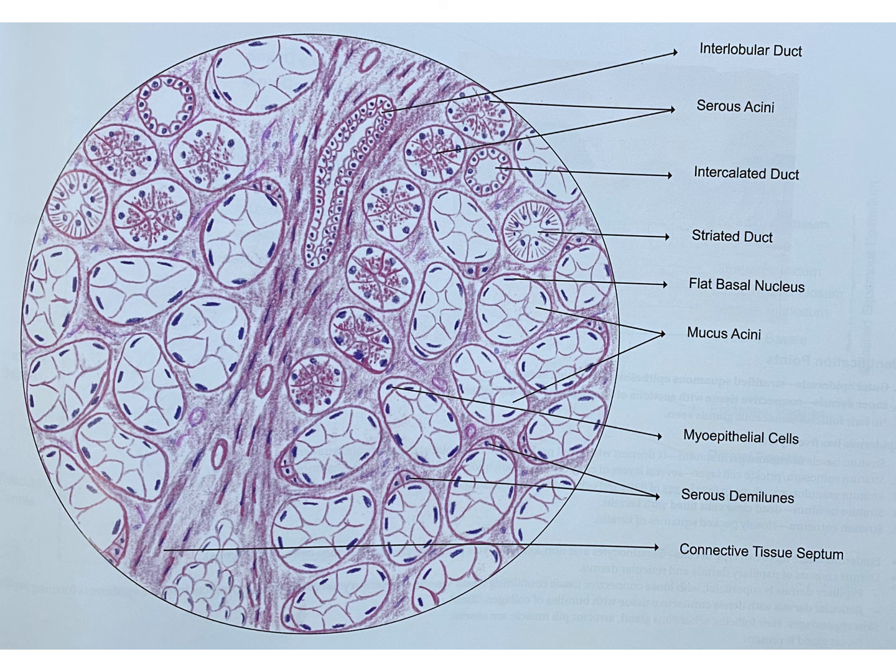Now this is how your diagram in the file should look. It should be made in a circle. You should show us the profiles of the serous acini. You should show us the profiles of the mucus acini. You should also show us the profiles of the striated ducts.